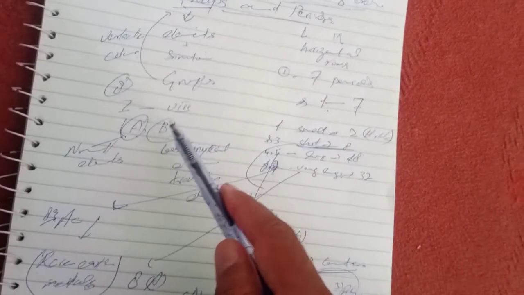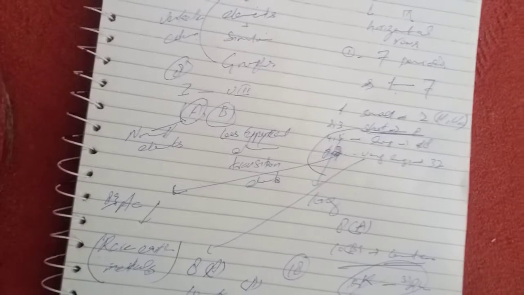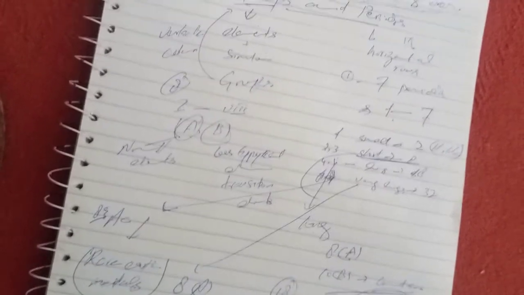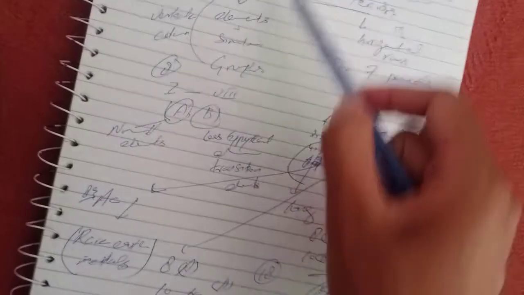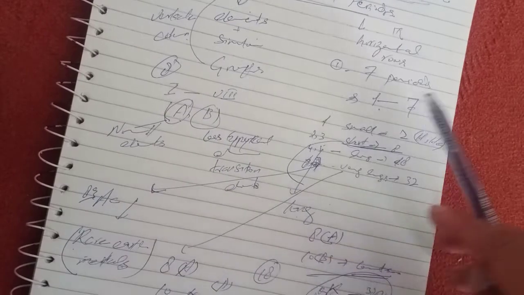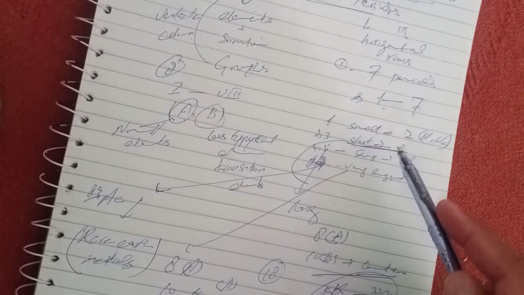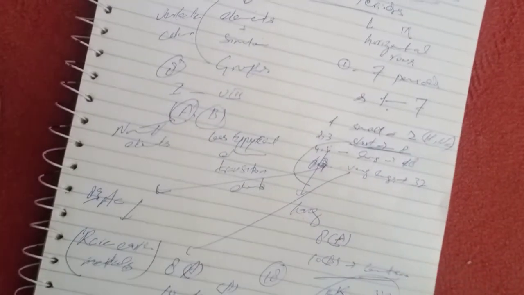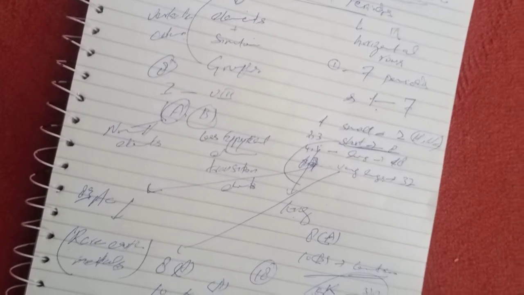We can also say A subcategory contains normal elements, and B contains less typical elements, which are also called transition elements. In groups, elements having similar properties are placed in the same group. If we talk about periods, there are seven periods. The first one is a small period, the second and third are short periods, the fourth and fifth are long periods, and the sixth and seventh are very long periods.